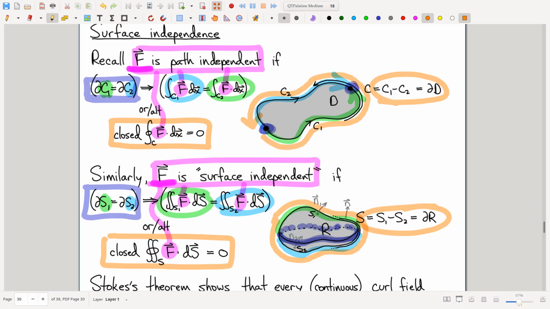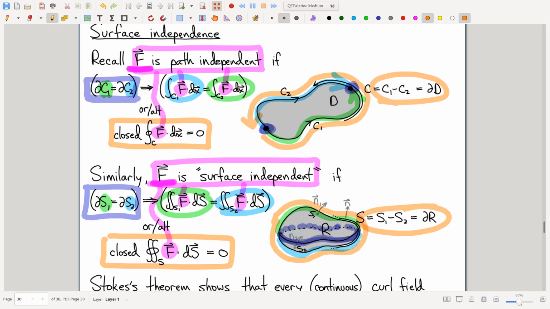So, when you're trying to digest the idea of surface independence, think about path independence and think about what happens in path independence. What is the one dimension higher analog of that? And that's your suggestion of what to expect when you're thinking about surface independence.